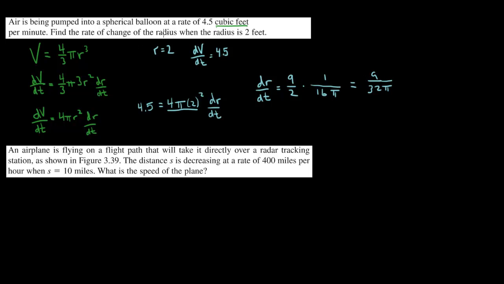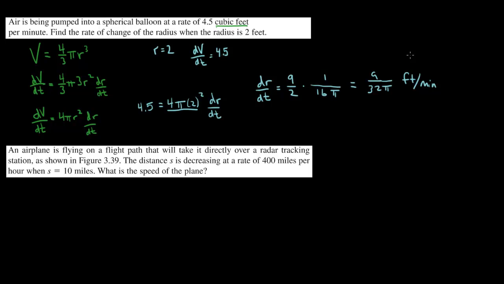We're talking about the rate of change of a radius, and if volume is in cubic feet, then we're talking about a radius being in feet. So that would be feet, and it's per minute. Feet per minute. So 9 over 32 pi, what's the decimal approximation? Now that's my answer. I'm just curious what that number actually is.